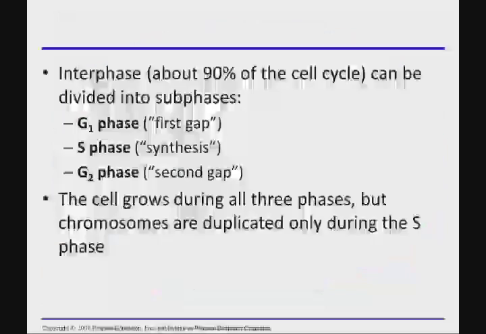So again, if we look at that, interphase is going to be about 90% of the cell cycle: G1, S for synthesis, and G2. So the cell is growing and active in its own right during this portion, but again, under a light microscope, you're not going to see a whole lot going on. But then, of course, we're going to move into mitosis, the M phase.